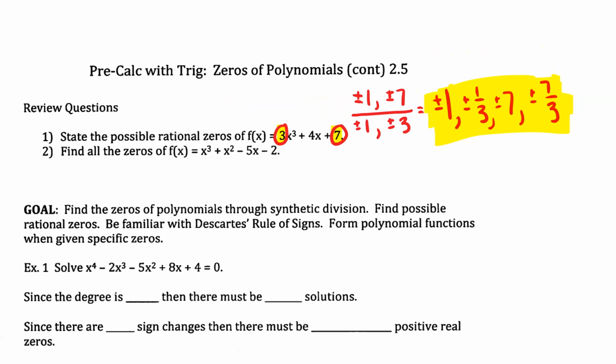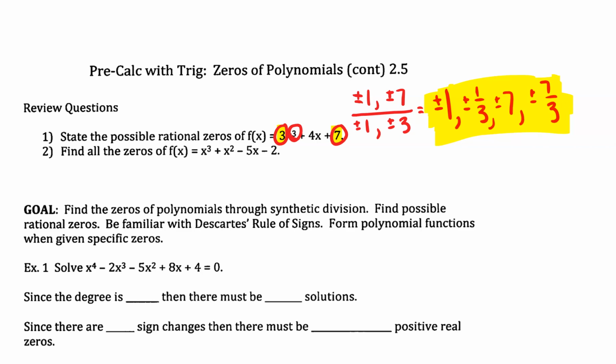That doesn't mean that all of these are going to be zeros, that all of them are solutions, because you can see here it's 3rd degree, so there's only going to be a max of 3 real solutions. But these are possible ones that you could try using synthetic division to see if they are real solutions of that. All right, moving on to the next one.